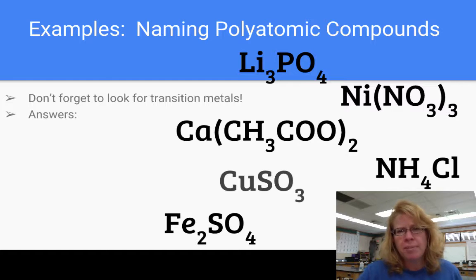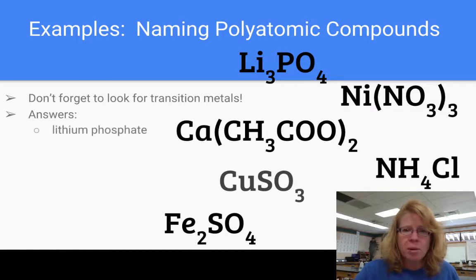So, kind of from top to bottom. That top one up there, Li3PO4, that one's what we would call lithium phosphate. Lithium's an active metal, so we don't need any Roman numerals to it. And that 3 is there because phosphate is a 3- charge and lithium's a 1+ charge.